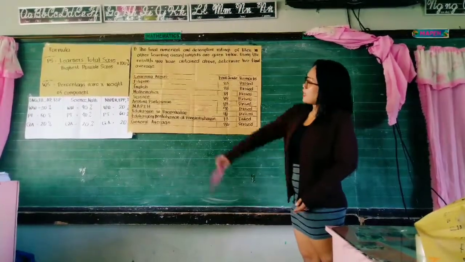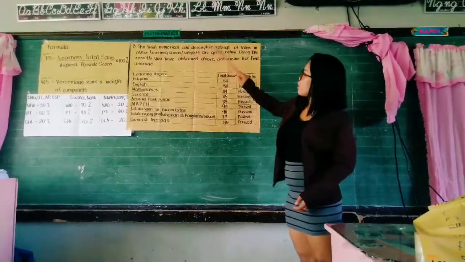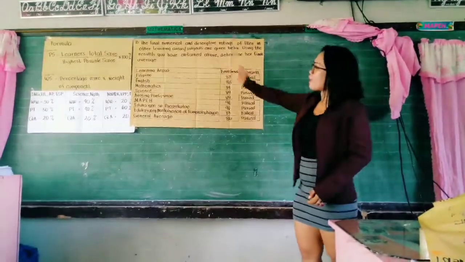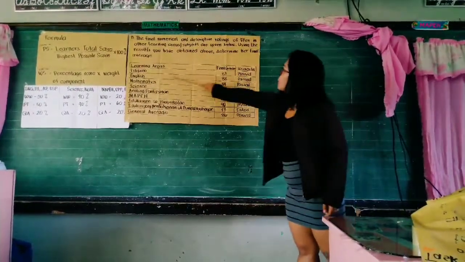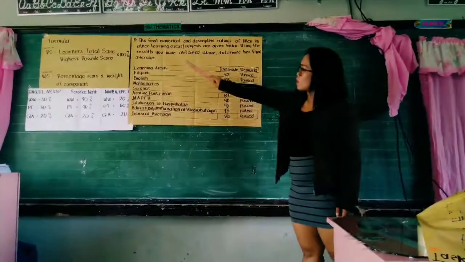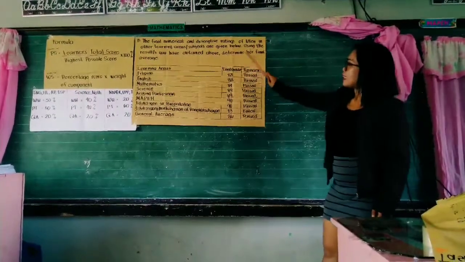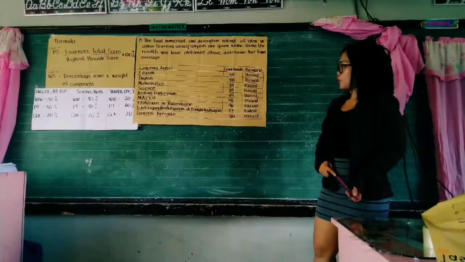Now for letter B. The final numerical and descriptive ratings of Ellen in other learning areas or subjects are given below. Using the results you have obtained above, determine her final average.